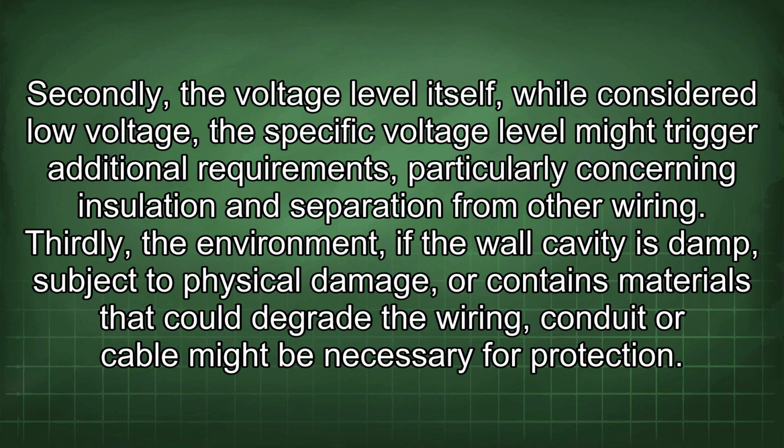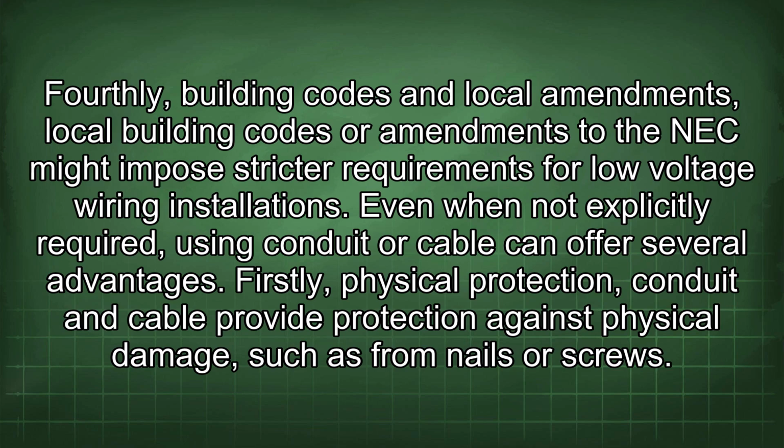While considered low voltage, the specific voltage level might trigger additional requirements, particularly concerning insulation and separation from other wiring. Thirdly, the environment. If the wall cavity is damp, subject to physical damage, or contains materials that could degrade the wiring, conduit or cable might be necessary for protection. Fourthly, building codes and local amendments. Local building codes or amendments to the NEC might impose stricter requirements for low voltage wiring installations.